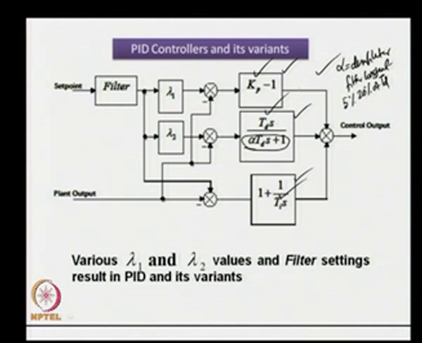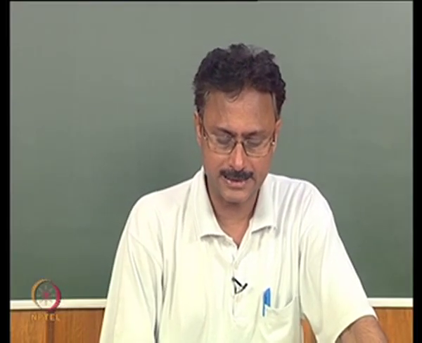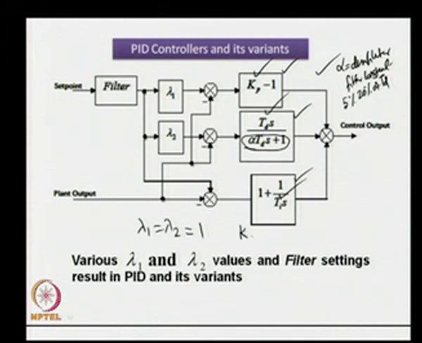The arrangement in this block diagram gives us various forms of PID controllers, which are known as variants of PID controllers. When lambda 1 equal to lambda 2 becomes 1, at that time we get a parallel PID controller, which can be given as K p plus 1 upon T I s plus T d s upon alpha T d s plus 1. This form of controller transfer function is known as the parallel form of PID controller.